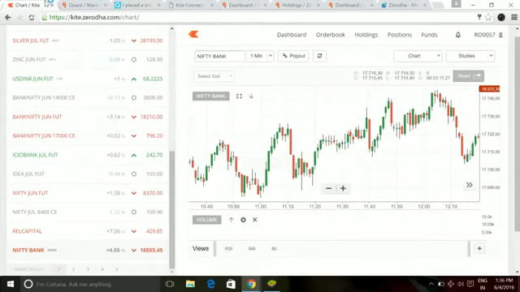Bracket orders for MCX. Until the exchange approves MCX offers, I don't think it's possible.